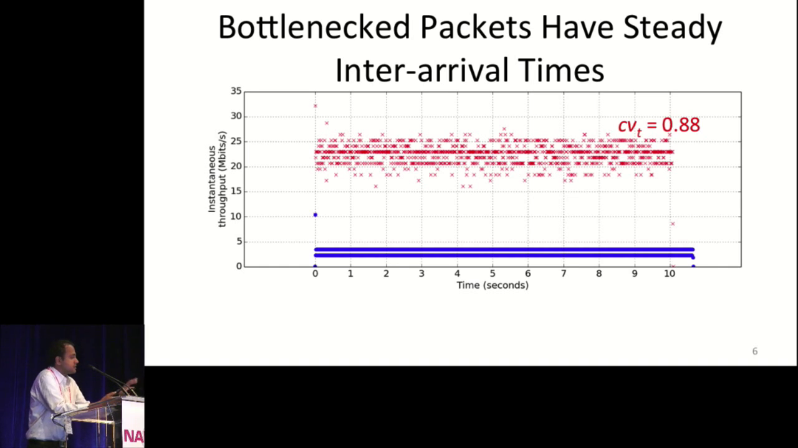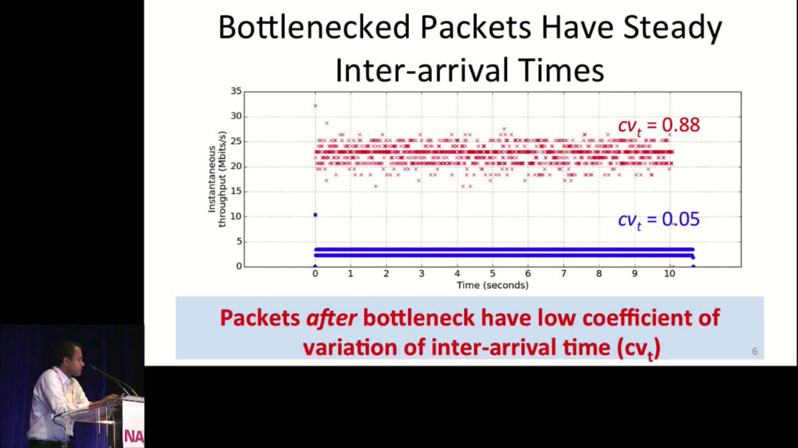These are two very distinct properties, and we can actually measure these by looking at the coefficient of variation of packet interarrival times. The coefficient of variation is simply the standard deviation normalized by the mean. So in the first case, the CV parameter is about 0.88 in this example. And in the second case, it's about 0.05. So it's distinct enough that we can use this in order to detect whether a flow has passed through a bottleneck link or not. So basically, the packets that arrive after a bottleneck link have really low coefficient of variation of packet interarrival times.